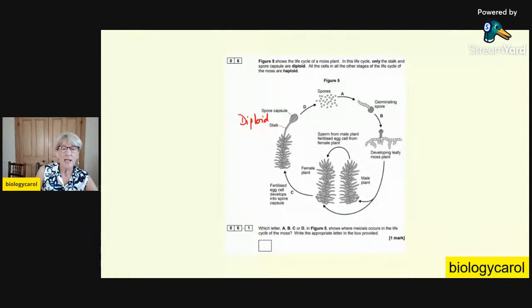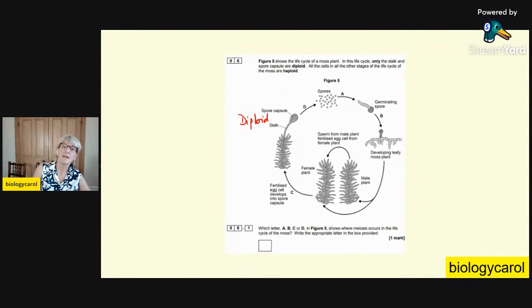So here we go. Which letter, A, B, C, or D, shows where meiosis occurs? Right, here is the key. Meiosis always reduces the number of chromosomes from diploid to haploid. So we are looking for the stage where that happens.